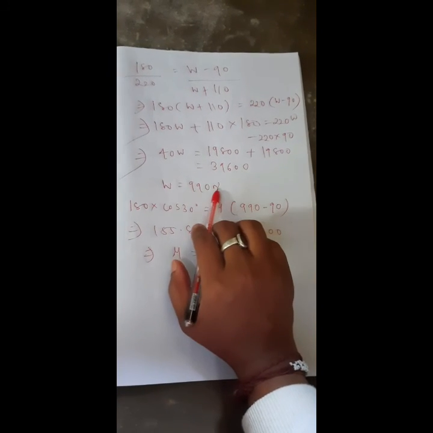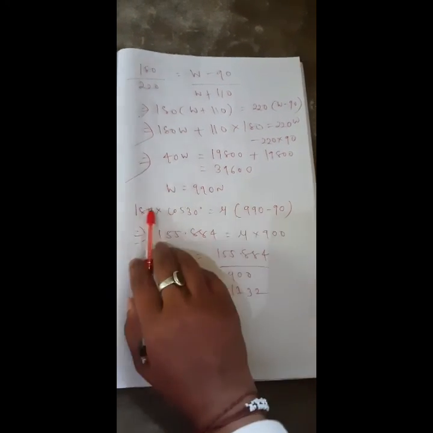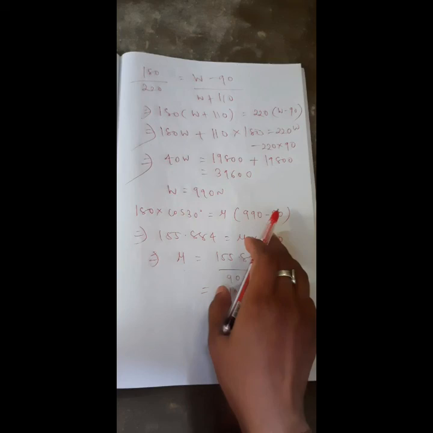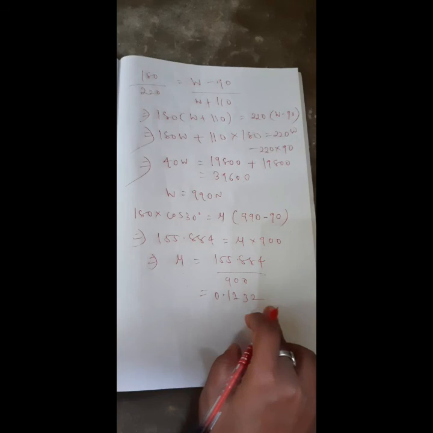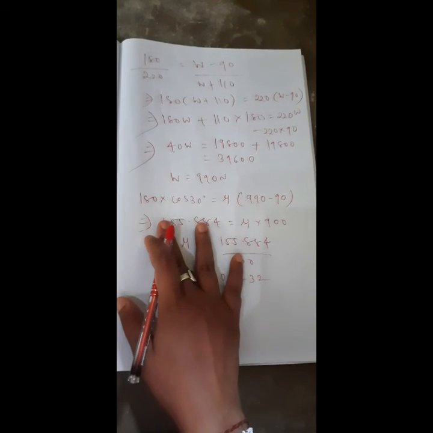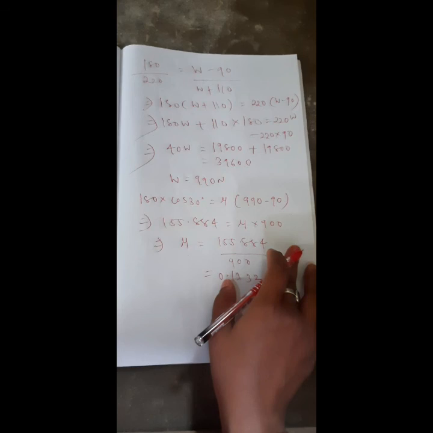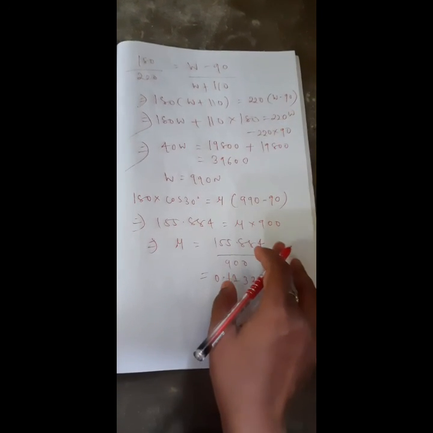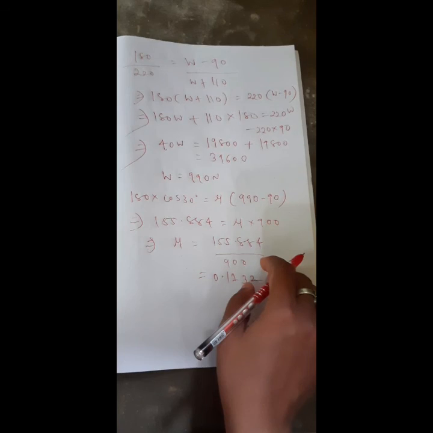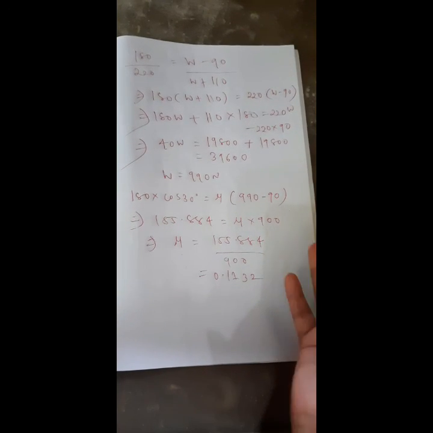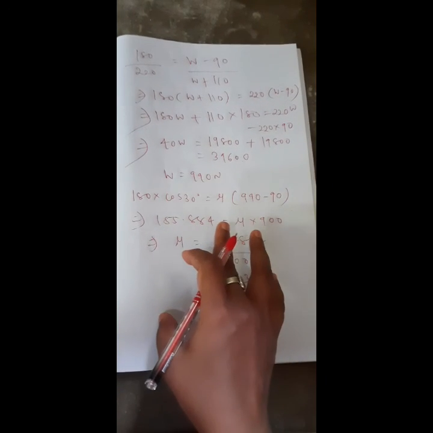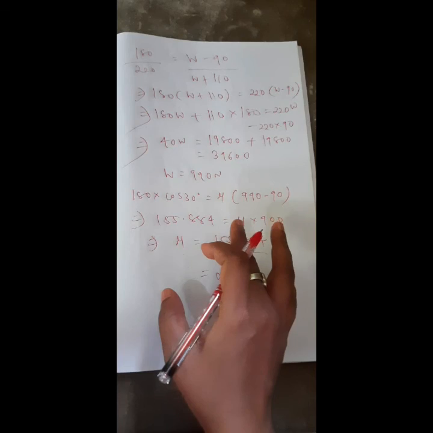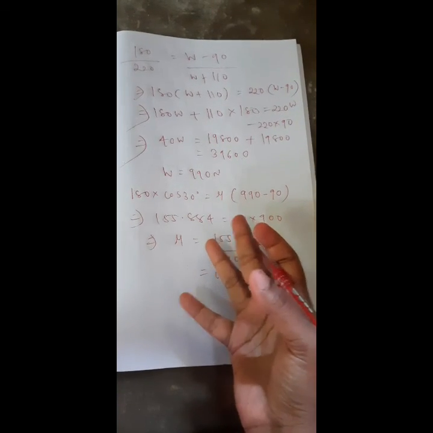We'll put the value of W in one of the equations to calculate the value of mu. I put it in the first equation: 180 cos 30 equals mu into (W minus 90). After solving this, I found the value of mu is 0.1732. So I think now we can solve all problems related to friction on a horizontal plane. If the body is lying on a horizontal plane and any kind of force is applied, horizontal or inclined, you can balance the horizontal and vertical forces, apply Coulomb's law, and solve for any value asked in the question.